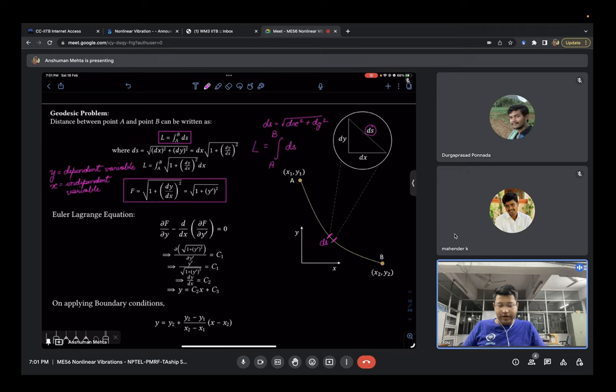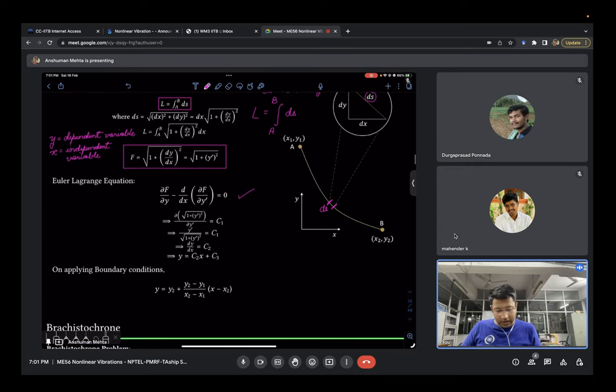Next we will write the Euler-Lagrange equation, which we derived in the previous slide, and go via that, and finally we will get something like this. And if you provide the boundary condition, it will be the equation of a straight line.